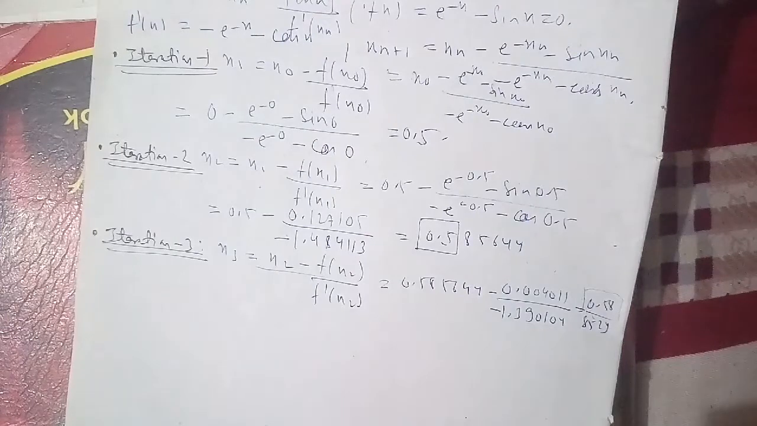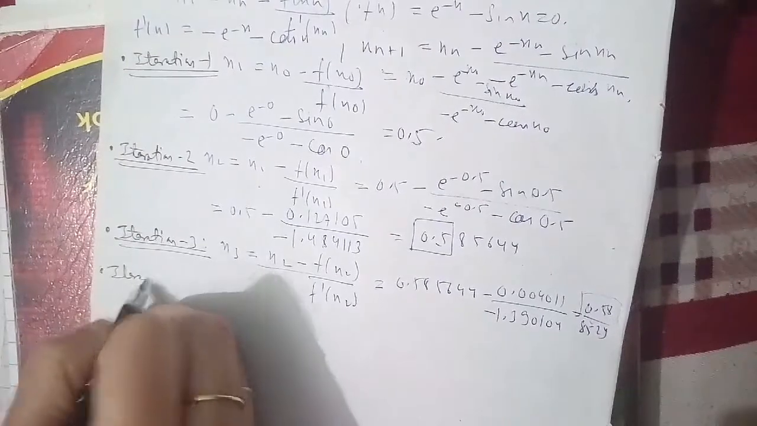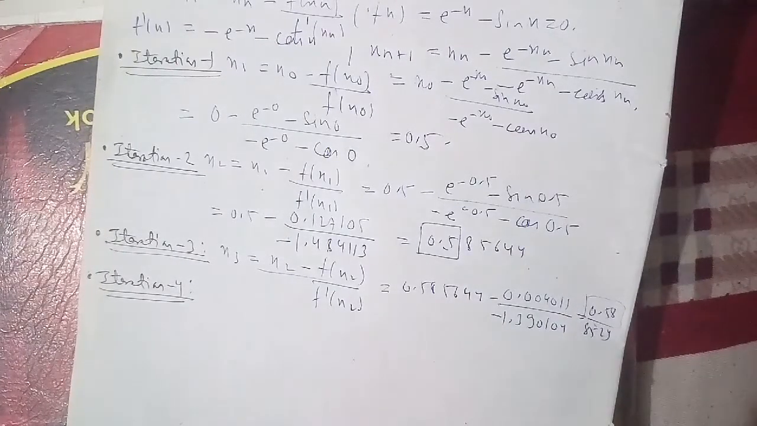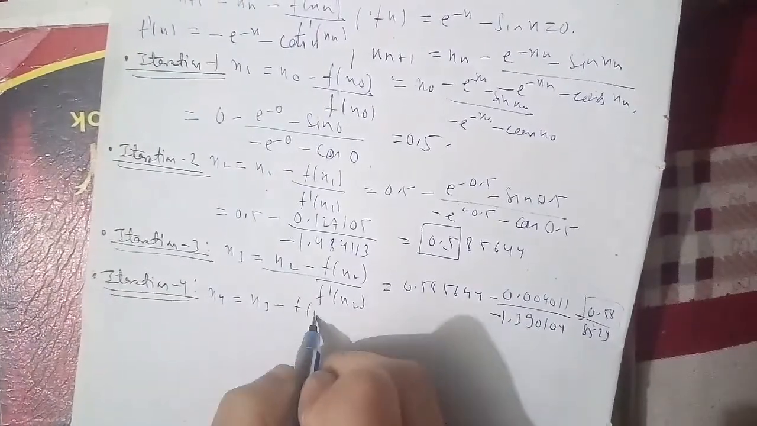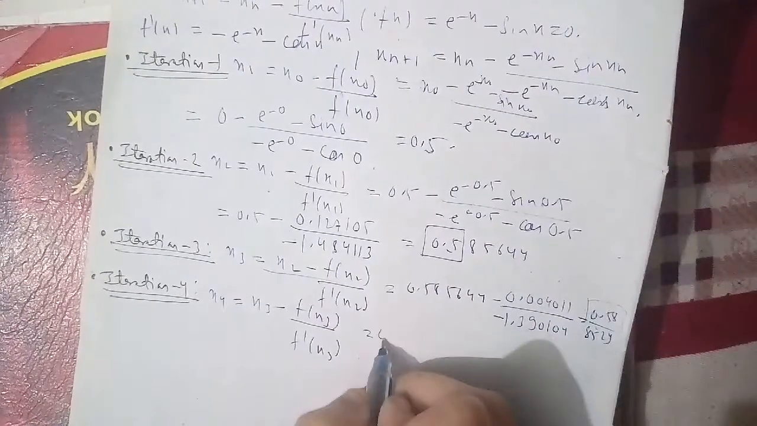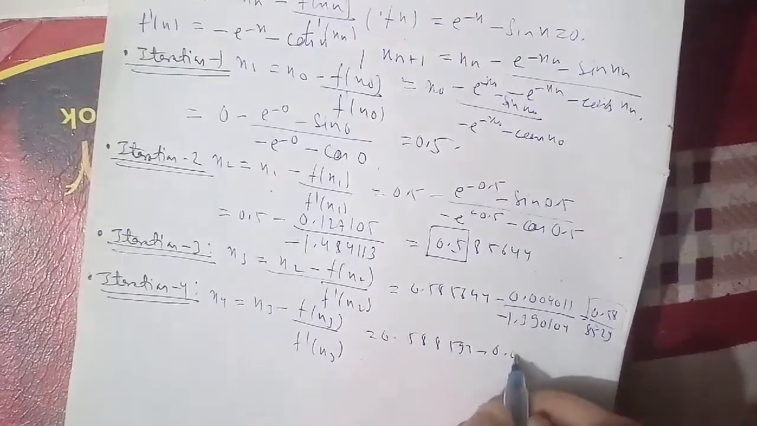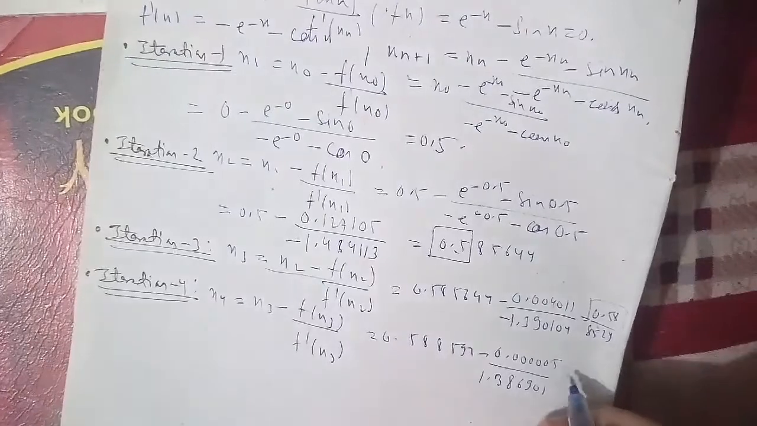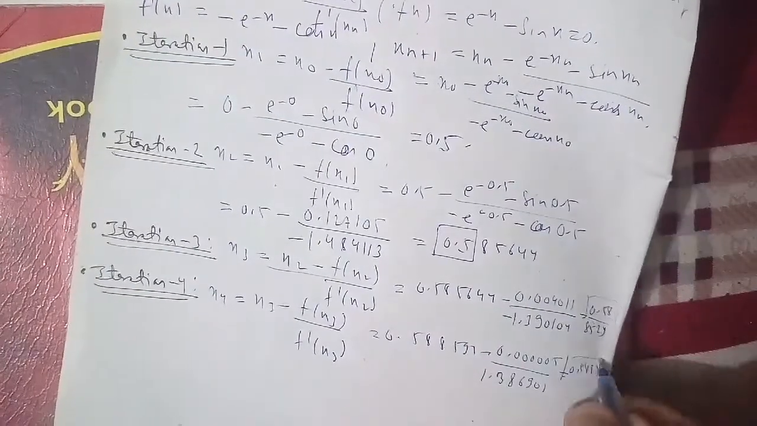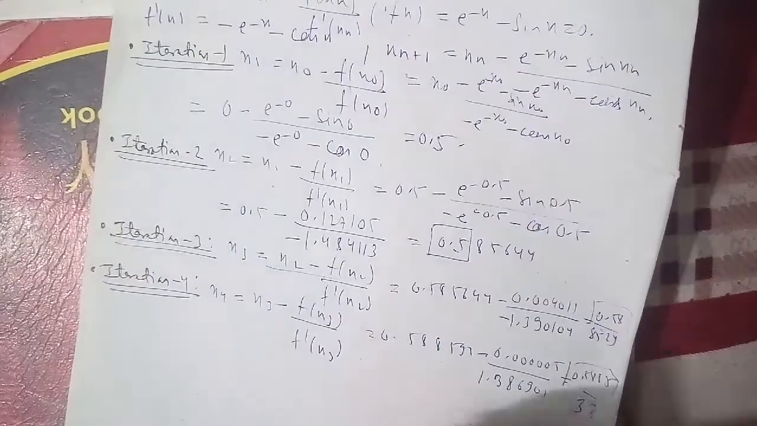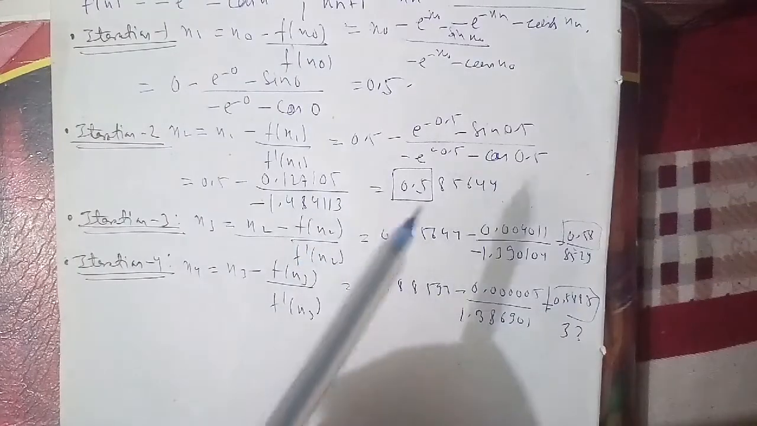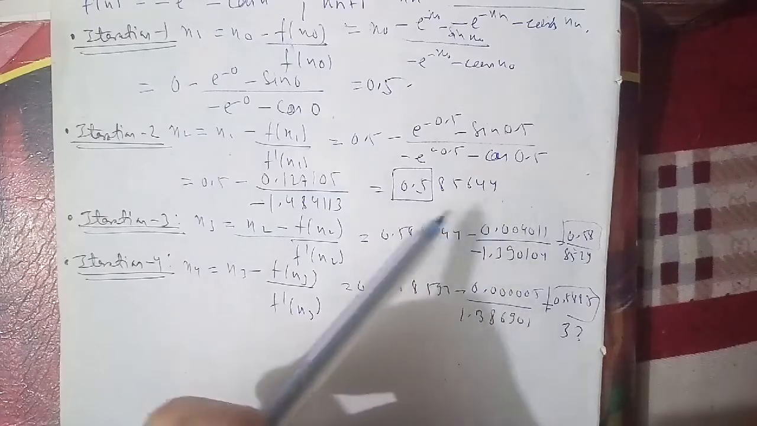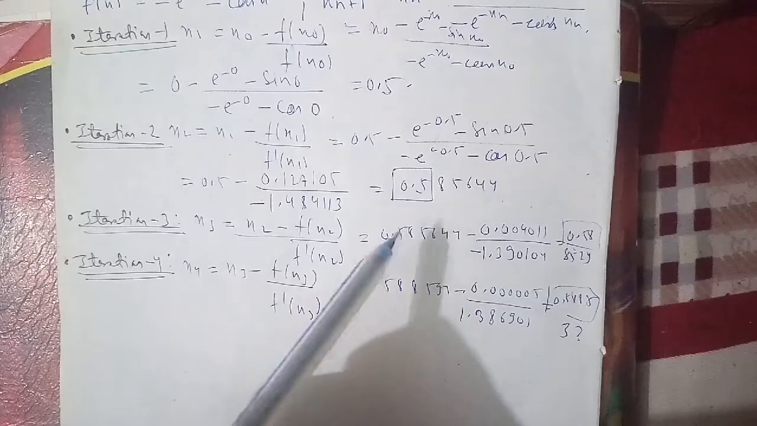For iteration 4, we have x4 is equal to x3 minus f(x3) upon f'(x3), equal to 0.588592 minus 0.000005 upon 1.386901, and that will give 0.588533. So here you have to note that the smallest positive value is 0, and we started the iterations of the method from 0. Finally we obtain x4, which is equal to 0.58853, and hence this is the smallest positive root. It is correct up to 4 decimal places as well.